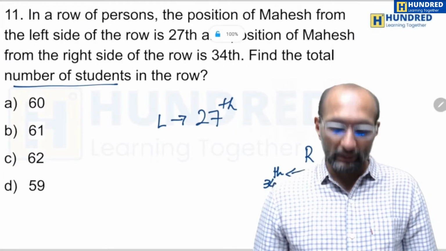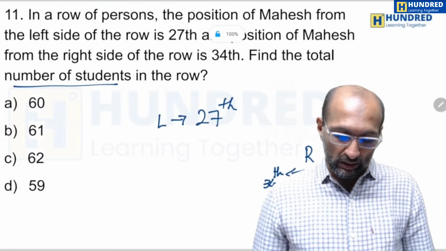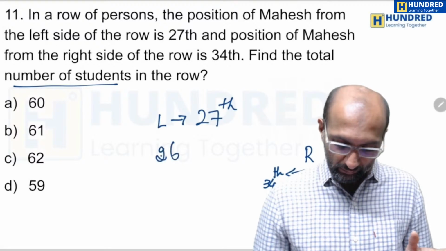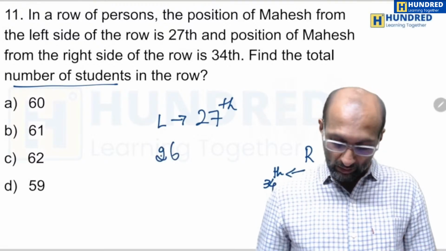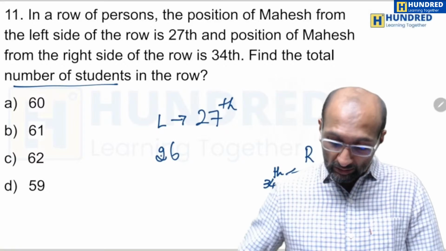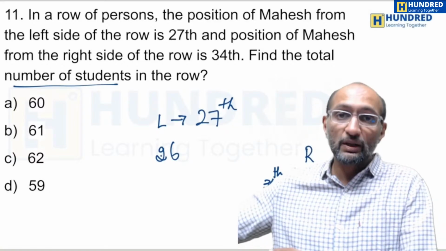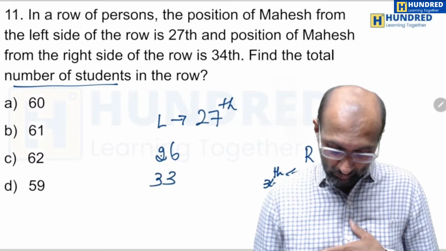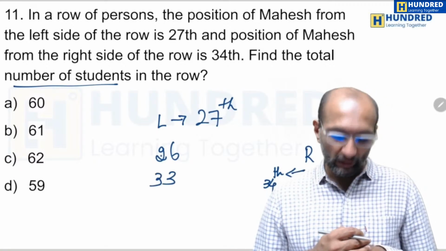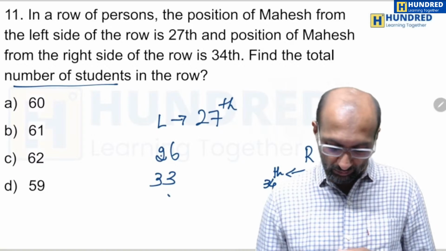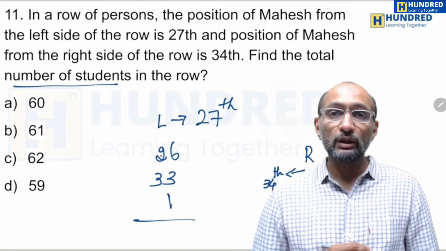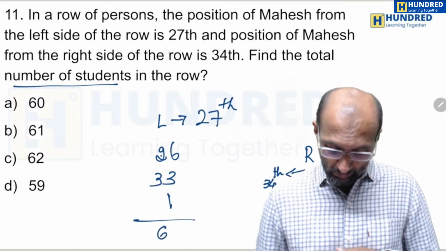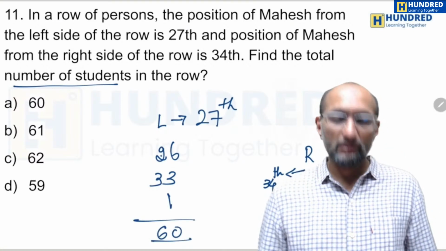Before Mahesh there are 26 people standing. What does this mean? This means that after Mahesh there are 33 people. Correct? And Mahesh himself. So what is the total? 60. Simple.